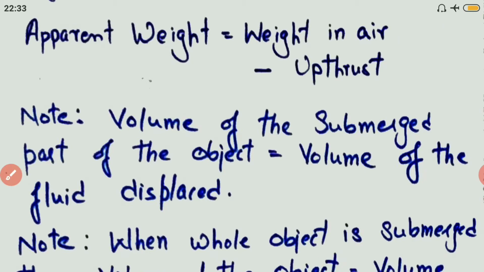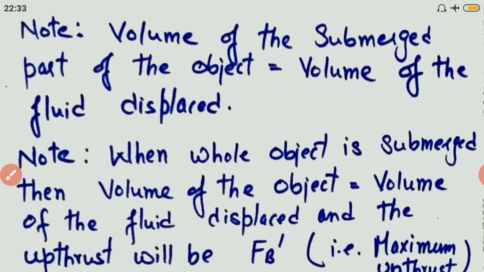Next, a few notes are also there. The volume of the submerged part of the object should be equal to the volume of the fluid displaced. We have studied this. This plays a very vital role while solving the numerical problems.